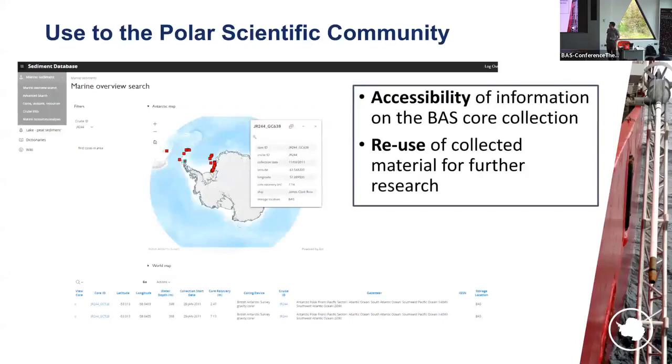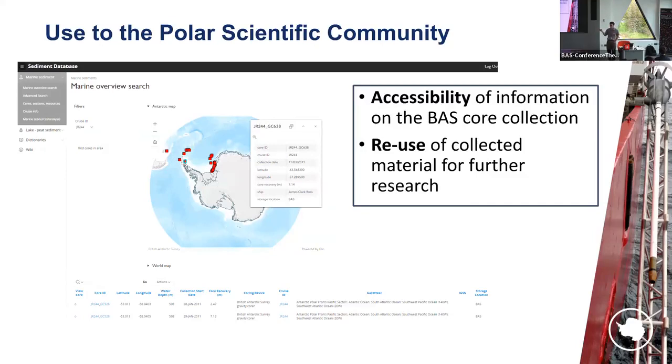So to start talking a little bit about the public web portal, as I said, this is to facilitate reuse of core material. The core material is quite rare. It comes from a faraway part of the world. It was expensive to collect. We'll use it again. So the main way to search the BAS core collection is by this map interface.